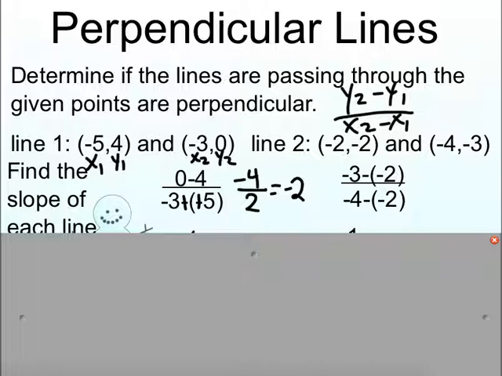And we see negative 3 minus a negative 2 is plus 2, so we get negative 1 over negative 4 plus 2, which is a negative 2. Well, a negative divided by a negative is a positive. And so yes, these are perpendicular.